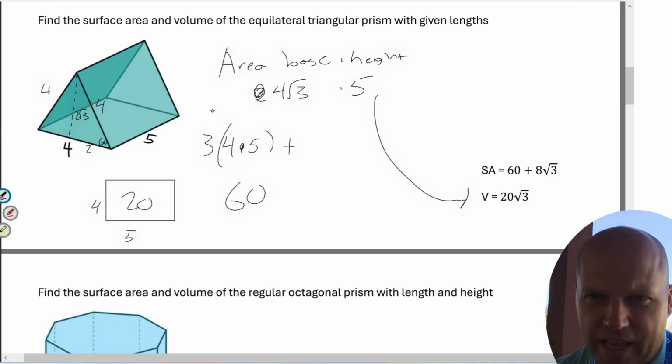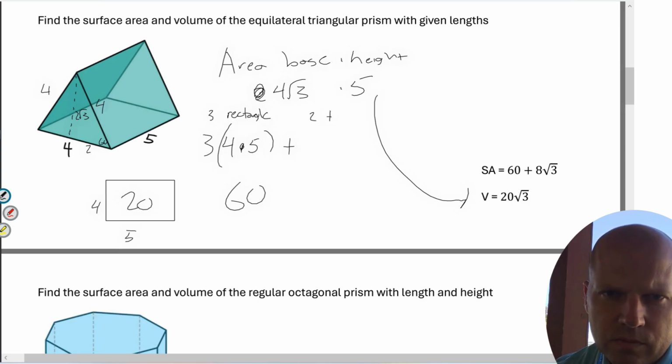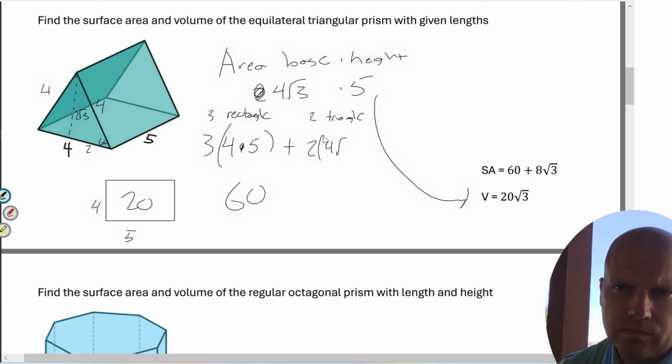And then I have 2 triangles. That's 2 area of the bases. So that's going to be 8√3s.